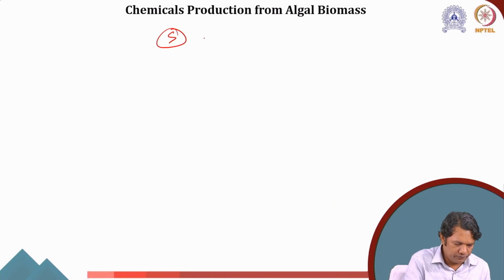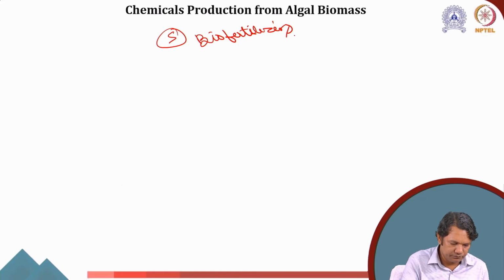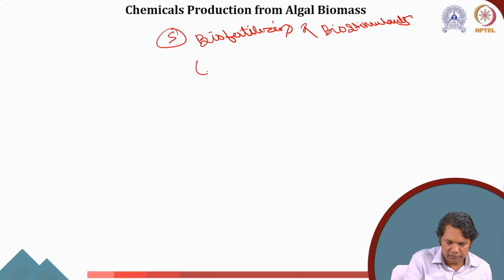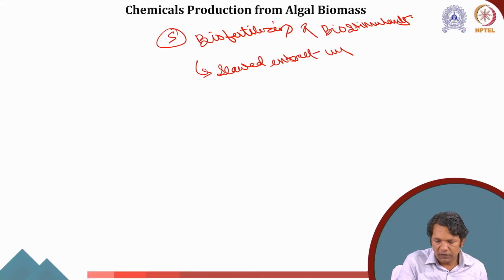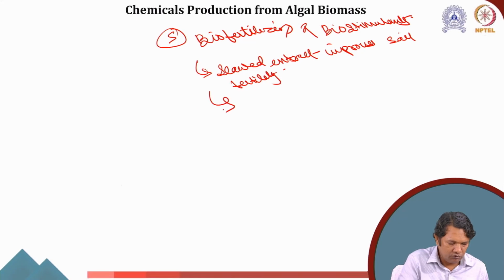Fifth, biofertilizers. We can make biofertilizers and biostimulants. Now biofertilizers, for example, seaweed extract improves soil fertility. Soil fertility. Okay.